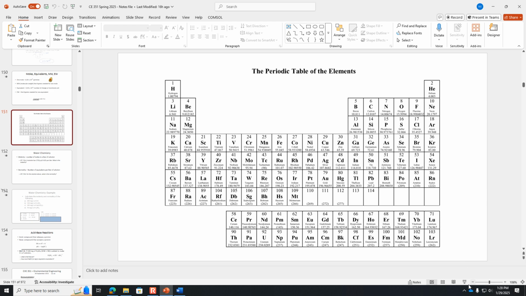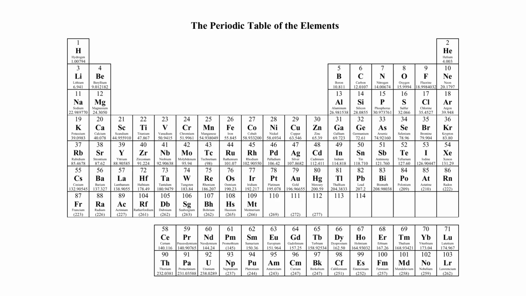So if the compound we're interested in is H2SO4, start with the hydrogen, 1.00794. There's 2 of those, plus 1 sulfur. Sulfur is 32.066, plus now 4 oxygens, and oxygen is 15.9994.